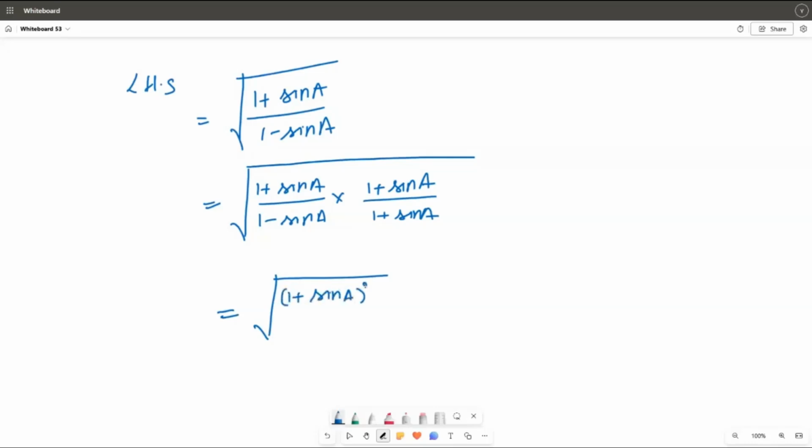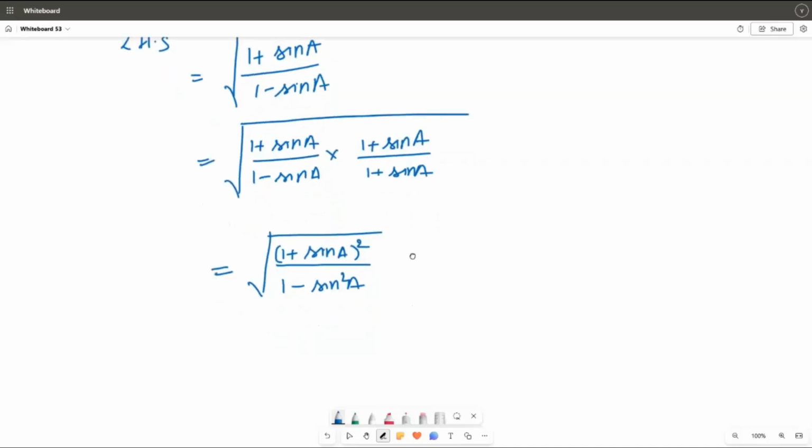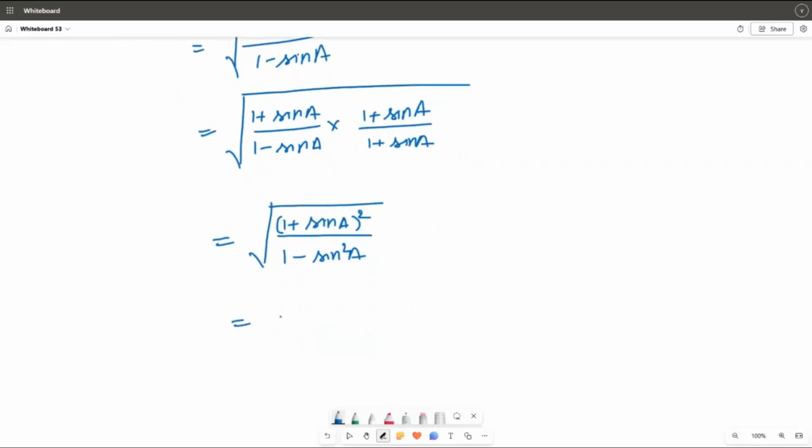But in the denominator it is a plus b into a minus b, which is a square minus b square, that is 1 minus sine square A. So 1 square is 1 and sine square A is sine square. So in the numerator we have 1 plus sine A whole square, and in the denominator we have 1 minus sine square A. So we know that 1 minus sine square theta is equal to cos square theta. So this would be 1 plus sine A whole square over cos square A.